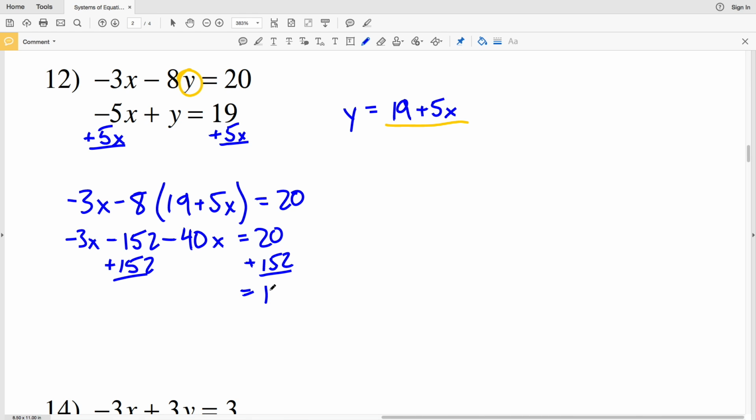So I'll have 172 on my right-hand side, and I'll combine my x terms on my left. So negative 3x minus 40x is negative 43x. And when I divide by negative 43, I'll get that x is equal to a negative 4.